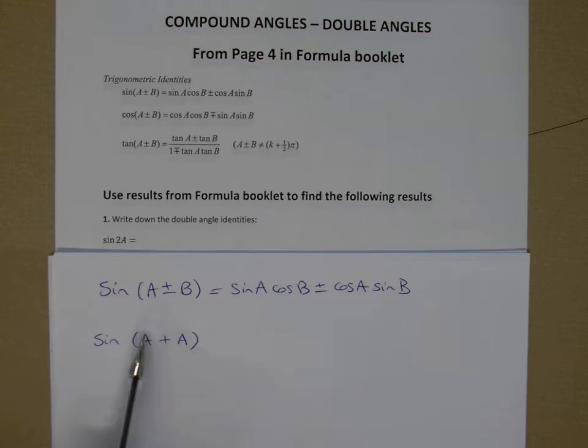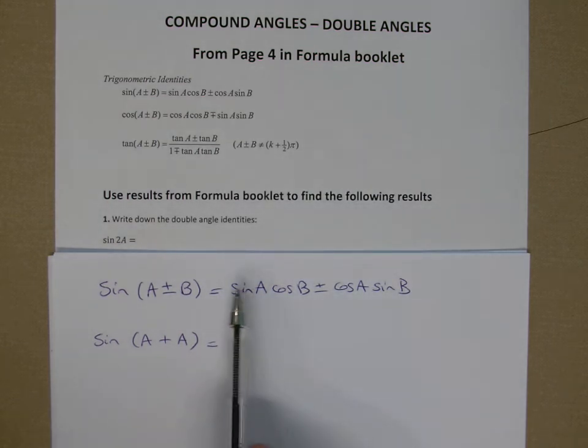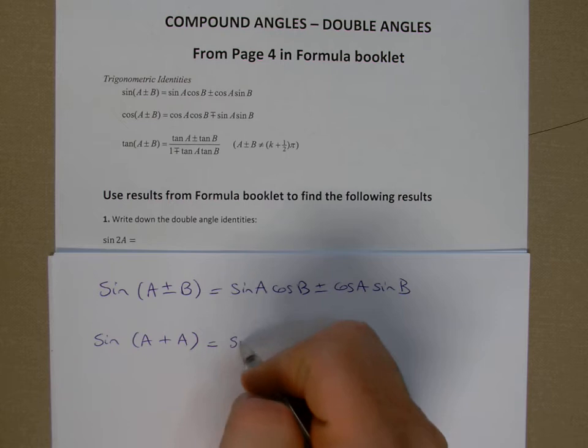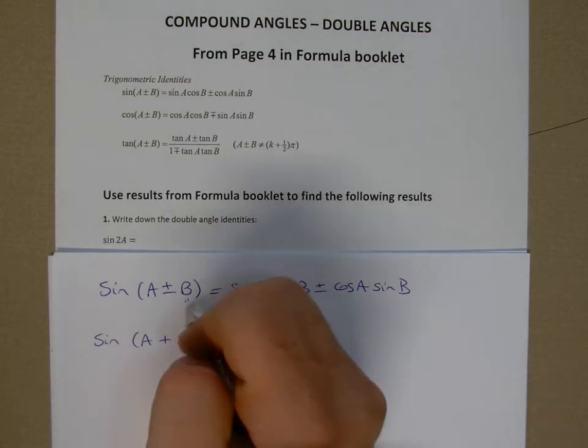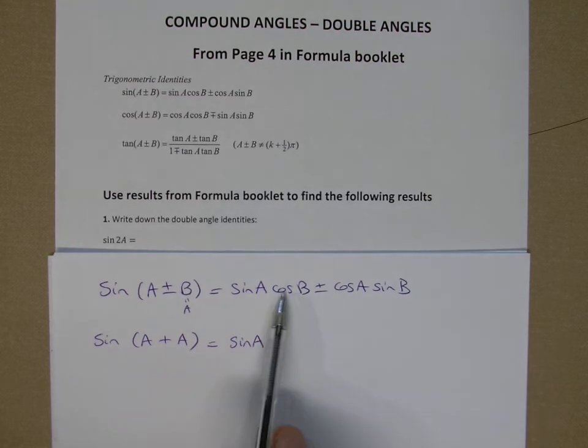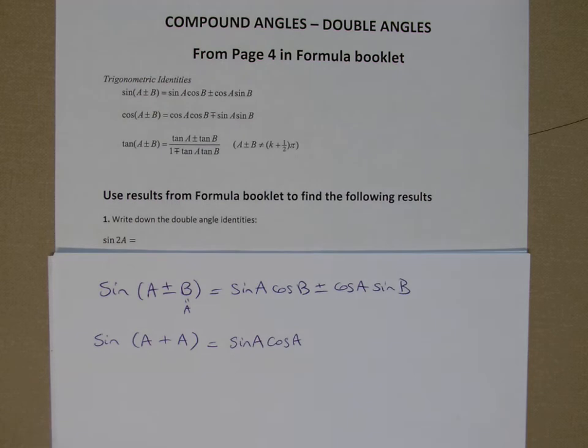So my A is what we've got in this formula, but this B here, I'm just changing for the letter A. And notice I've chosen the plus sign here, which is on the top as well. So in my formula from the formula booklet, I've got sine A, then it says cos B, but remember my B became A, so that'll be cos A.